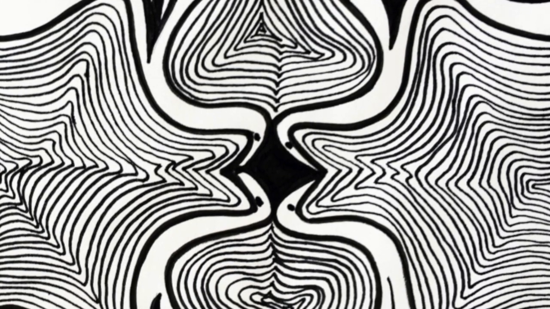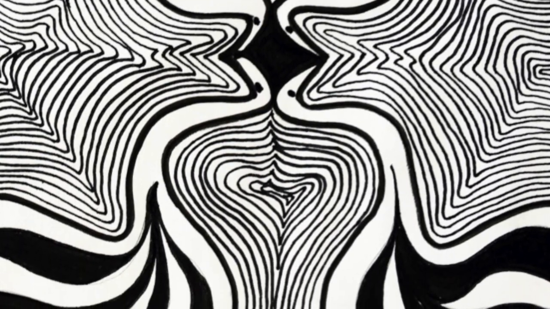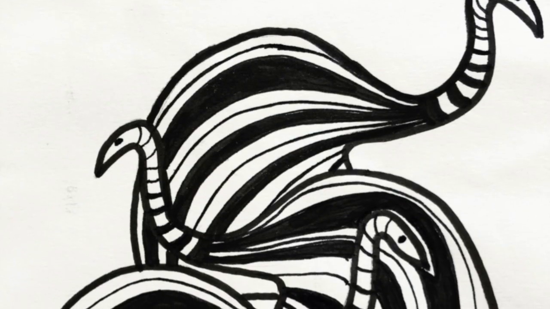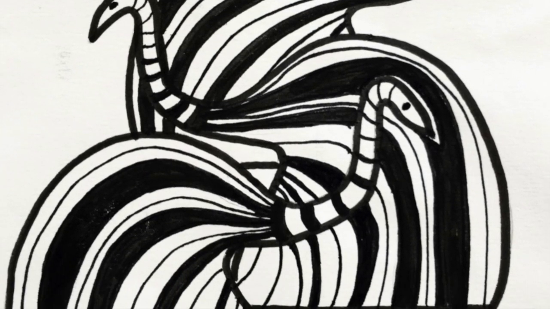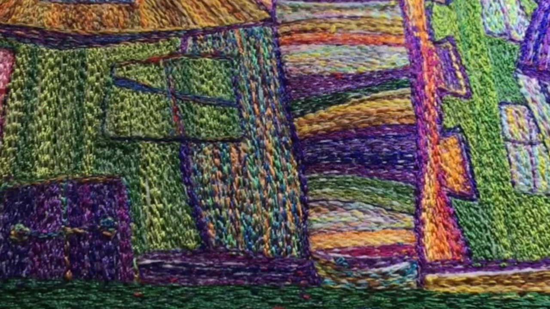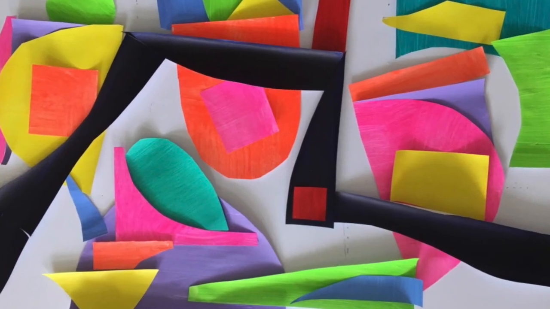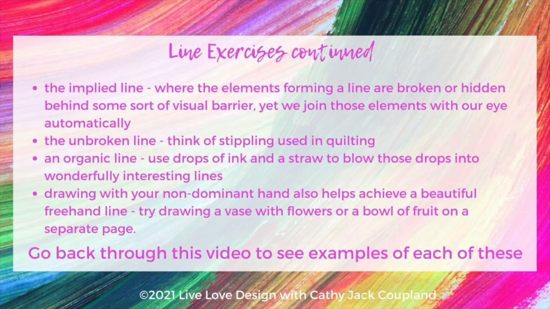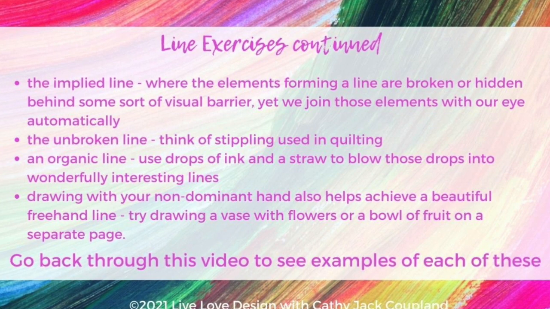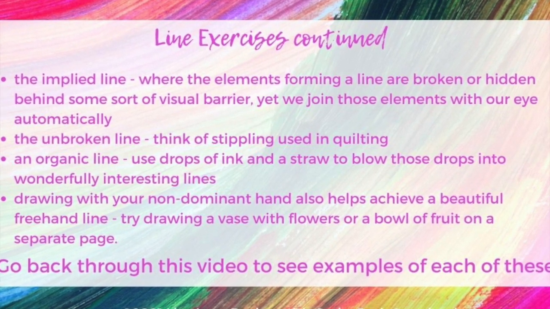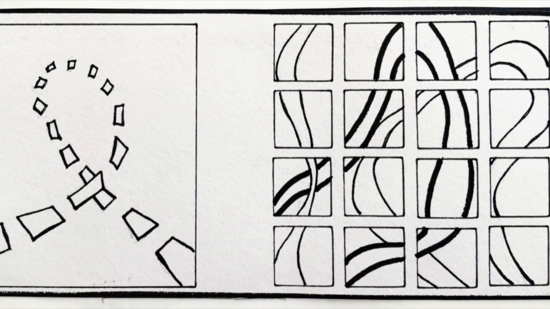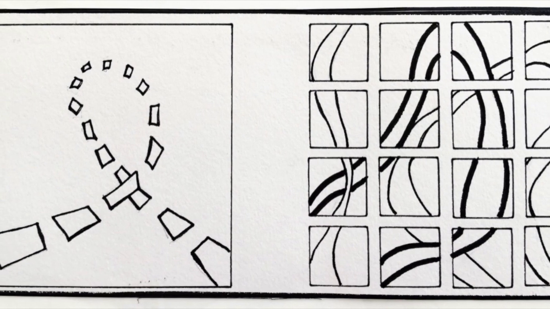Line as pattern, indicating rhythm and repetition. Line as tone or value. Line as a focal point. Line as balance. Line used as negative space. Line as shape and form. Remember, a shape has width and height, while form has width, height, and depth. The implied line, where the elements forming a line are broken, hidden behind some sort of visual barrier, yet we join these elements with our eye automatically, and this is one of my favourite uses of line.